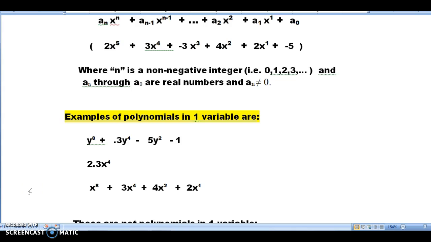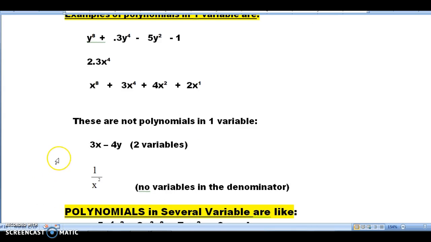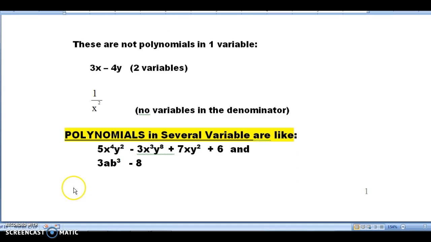They don't have any variables in the denominator. They don't have any non-whole numbers or non-negative integers in the exponents. These are examples of ones that are not polynomials in one variable, because the first expression has 2 variables and the second one has variables in the denominator. Polynomials in several variables look like these two. So again, they follow the rules that the other one did, where you don't have any variables in the denominator.